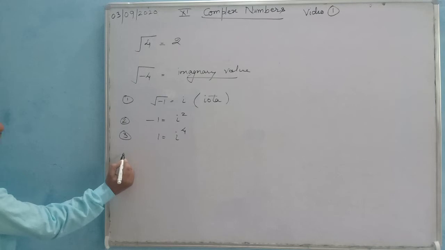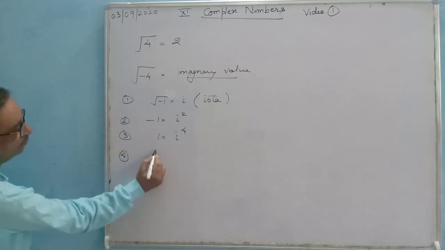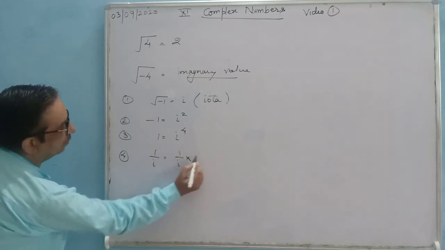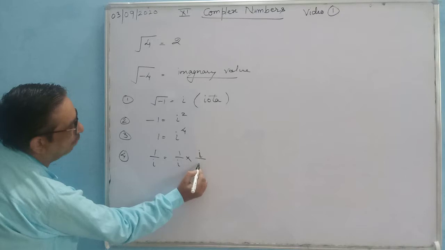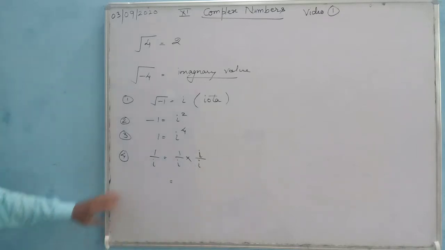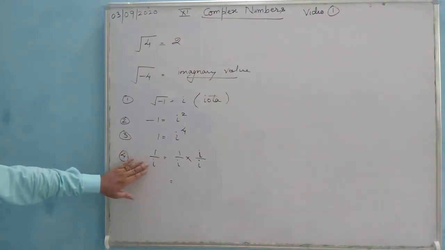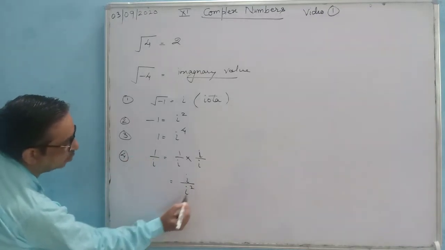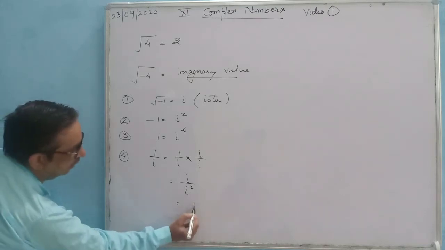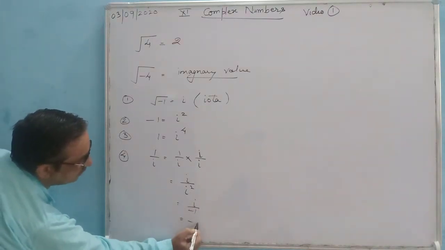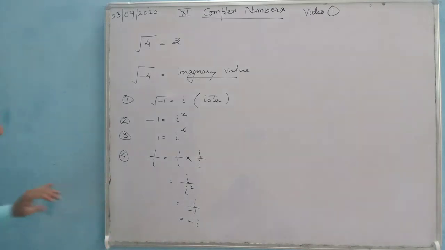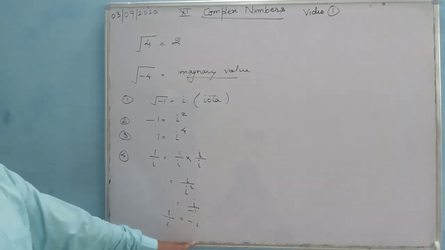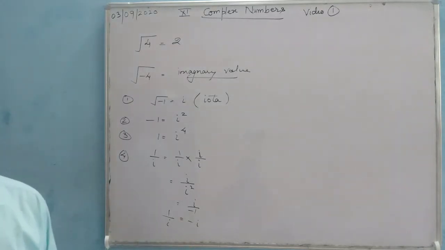Next, if we find the value of 1 upon i, 1 upon i means 1 upon i multiplied by i upon i, because surds cannot be given in denominators. That means i square is minus 1. Therefore, this is minus. This is the relation: 1 upon i equals minus i. Is it clear? Okay.